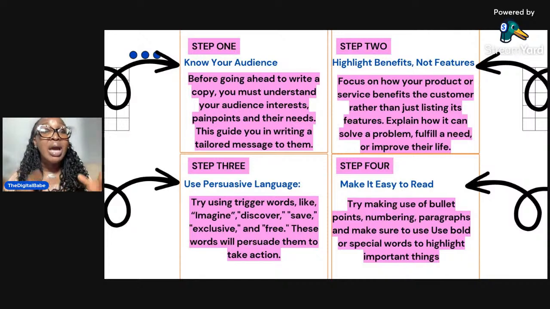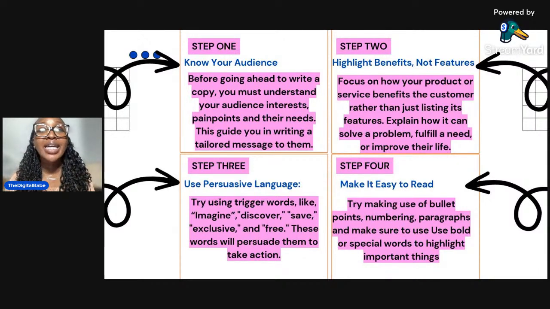And then step three, make sure to use persuasive language. Use words that will catch their attention, that they automatically want to look at. Even if they don't want to look at it, they will look at it, right? So try using trigger words like imagine, discover, save, free. People like saying free. That word free. Once I see it like this, my eye has already entered into the copy or whatever it is that they wrote there. So make sure to use persuasive language.